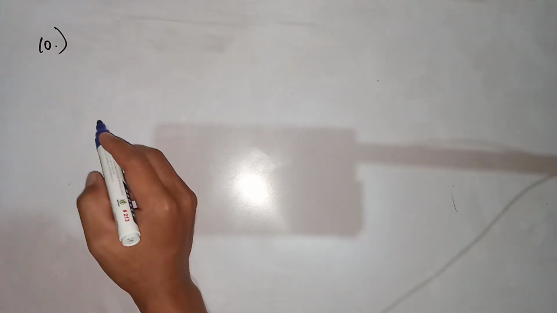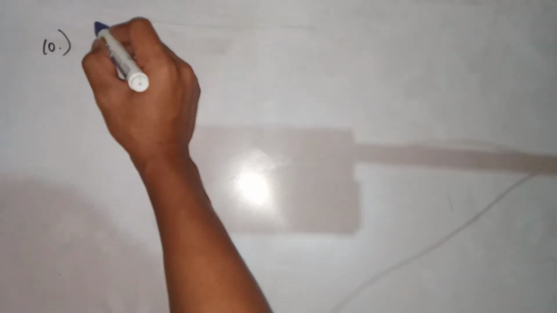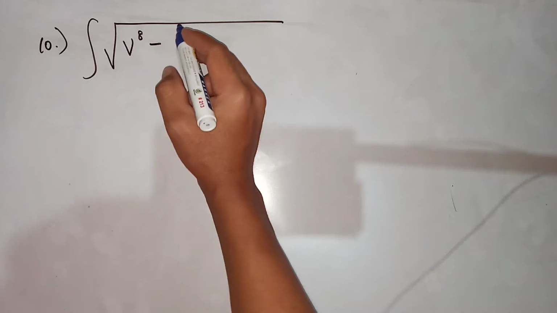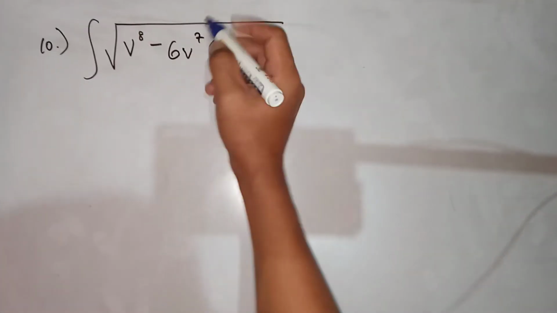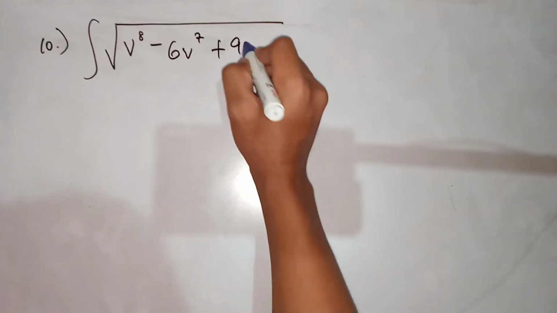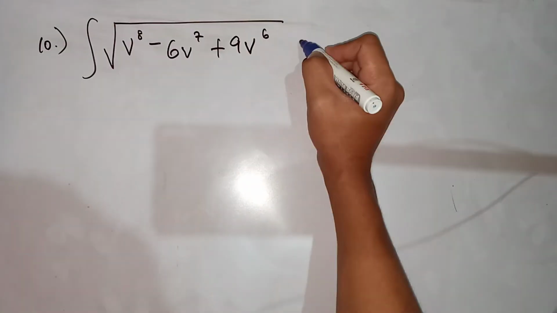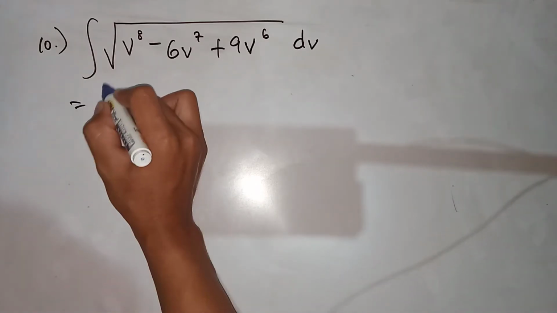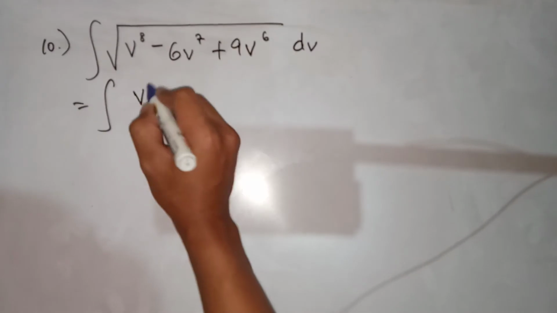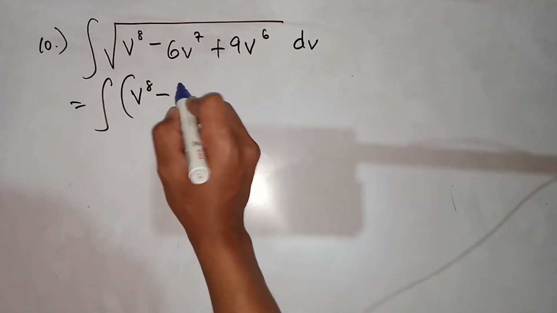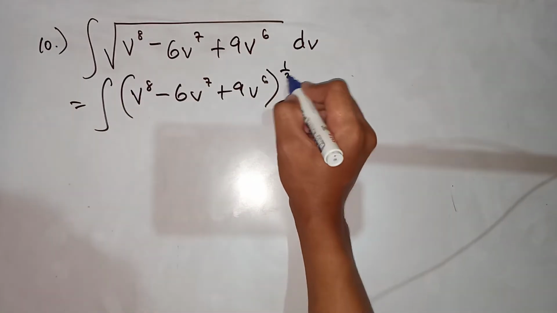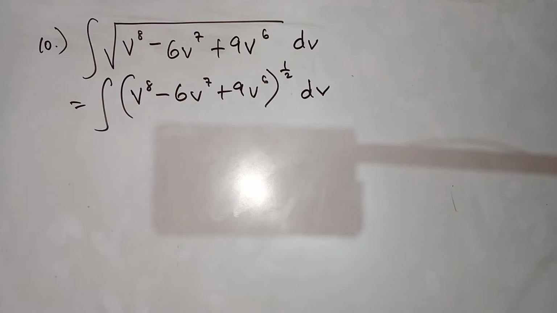Let's proceed to item number 10. If we have the integration of square root of v to the 8 minus 6v to the 7 power plus 9v to the 6 power dv, now I can write this as the integration of v to the 8 minus 6v to the 7 plus 9v to the 6 raised to 1/2 dv.